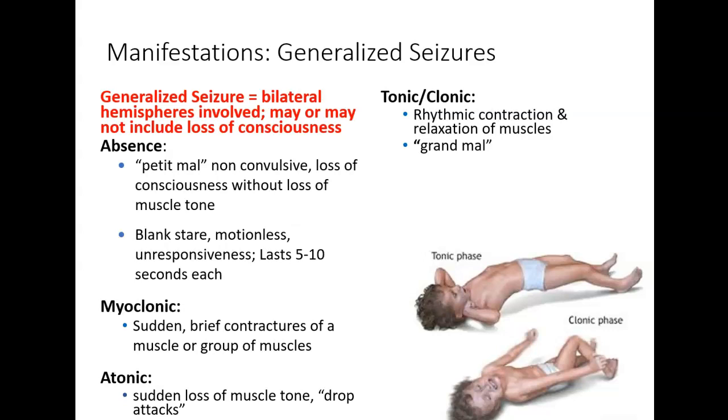An atonic seizure is just total loss of all muscle tone, and it's called a drop attack. So A meaning without, and tonic, tone, right? So without tone, people just fall to the floor. Those are much less common. And then the one that we tend to think of and see on TV is the tonic-clonic, which is the rhythmic contraction and relaxation of muscles. Sometimes we call this a grand mal seizure.